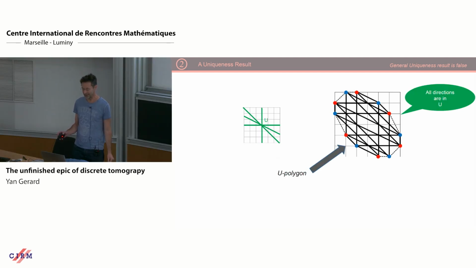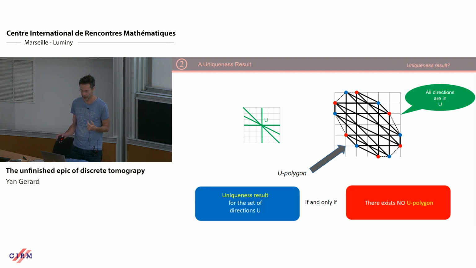And what happens is that around the black points, you have this thing which we call a U-polygon. If you think of the boundary of the U-polygon, you have alternately red and blue points, and for all these blue and red points, if you look in a direction in U, you will find a point which is the other color. Then that's a U-polygon. And in fact, the uniqueness is related to the existence of a U-polygon.